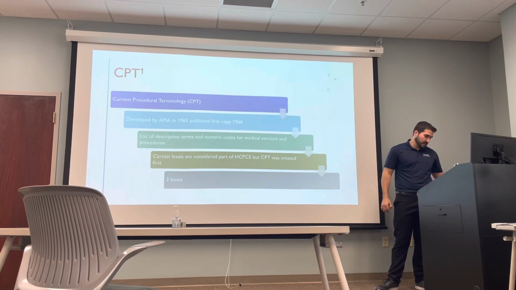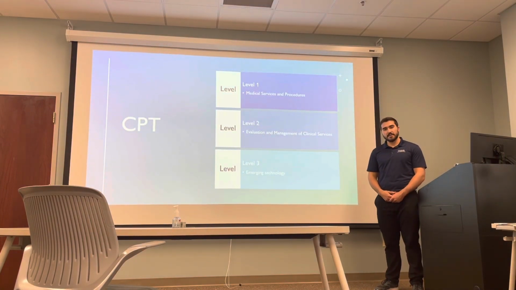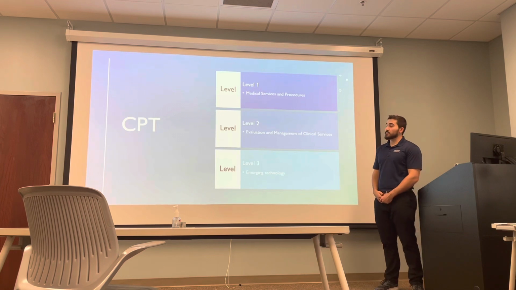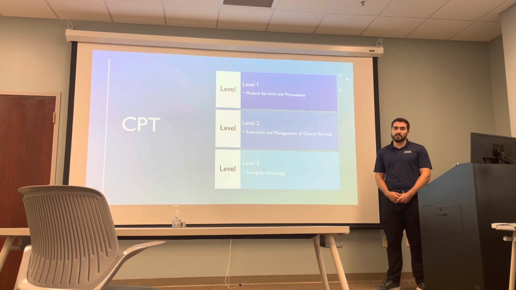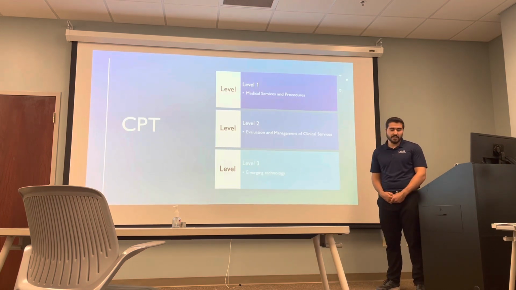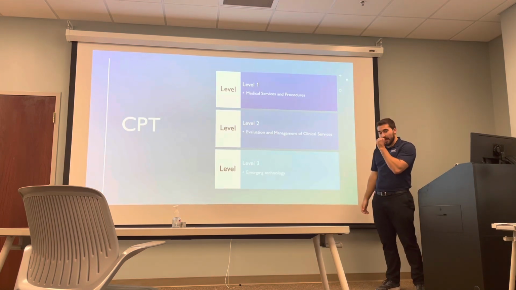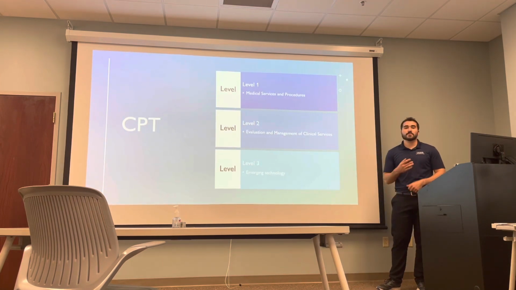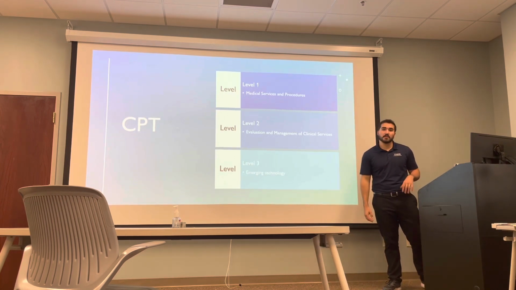There are 3 levels. The first level is for medical services and procedures. And on your sheet, I have an example for you, that chart, which I'm sure you are all very familiar with. Those codes are considered CPT codes. Level 2, I also have some examples for you. Usually these are patient history or physical examinations, and they are for evaluation and management of clinical services. The last level is for emerging technology. Usually they will use this level if they don't have a code for it yet, or it's a brand new technology out.